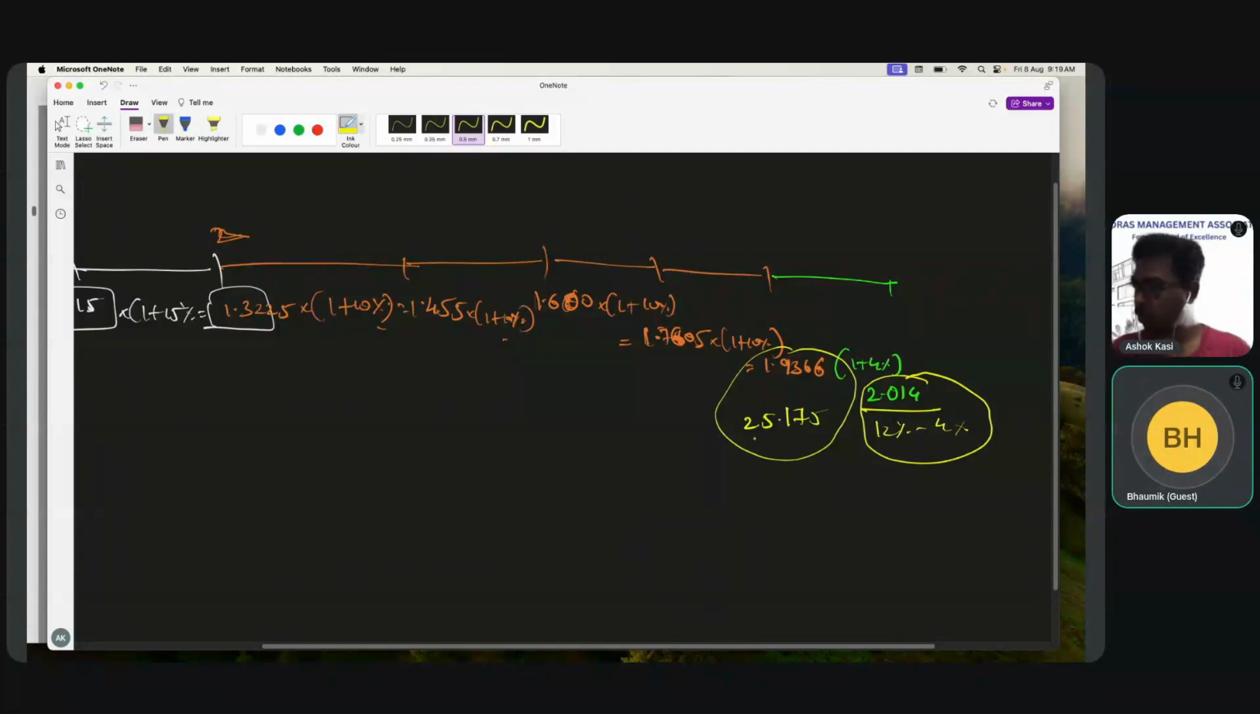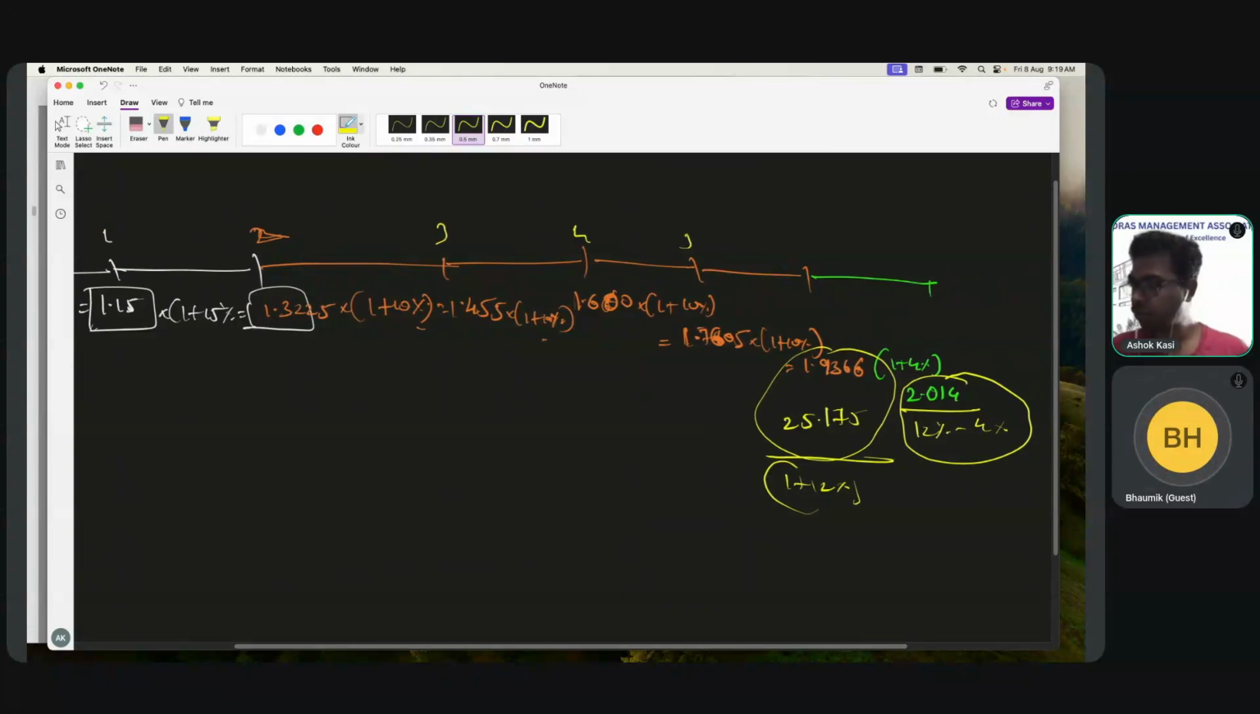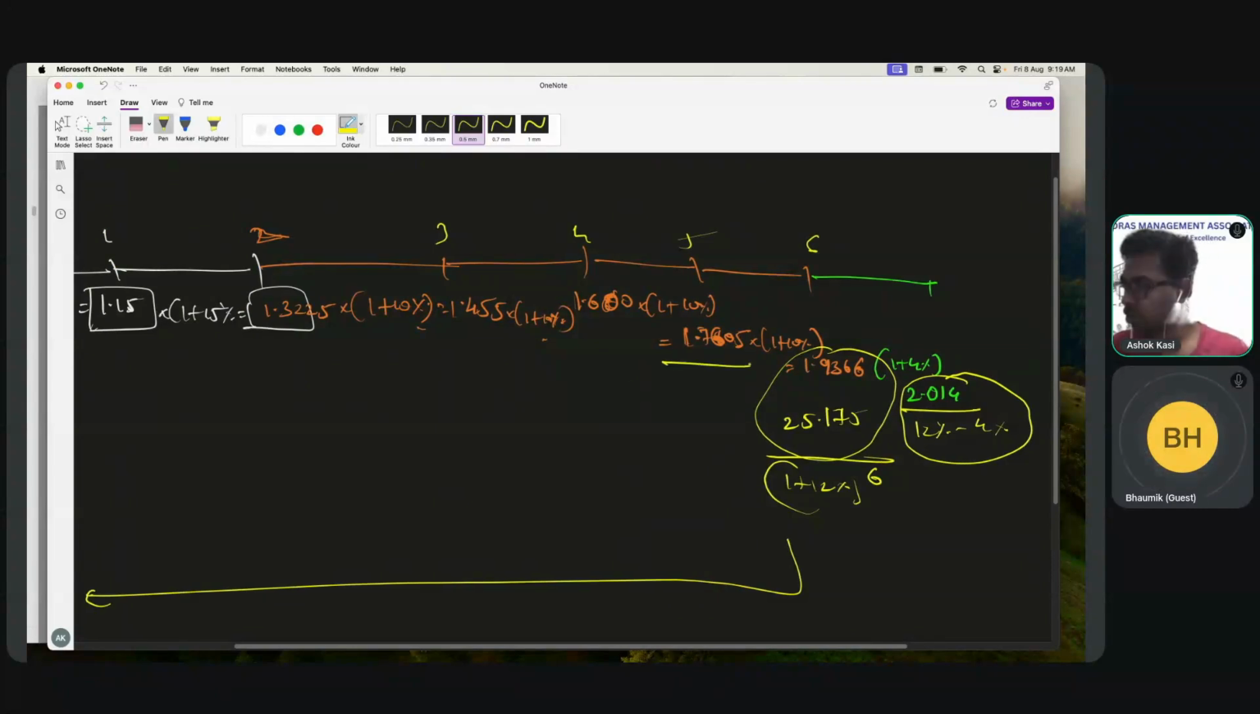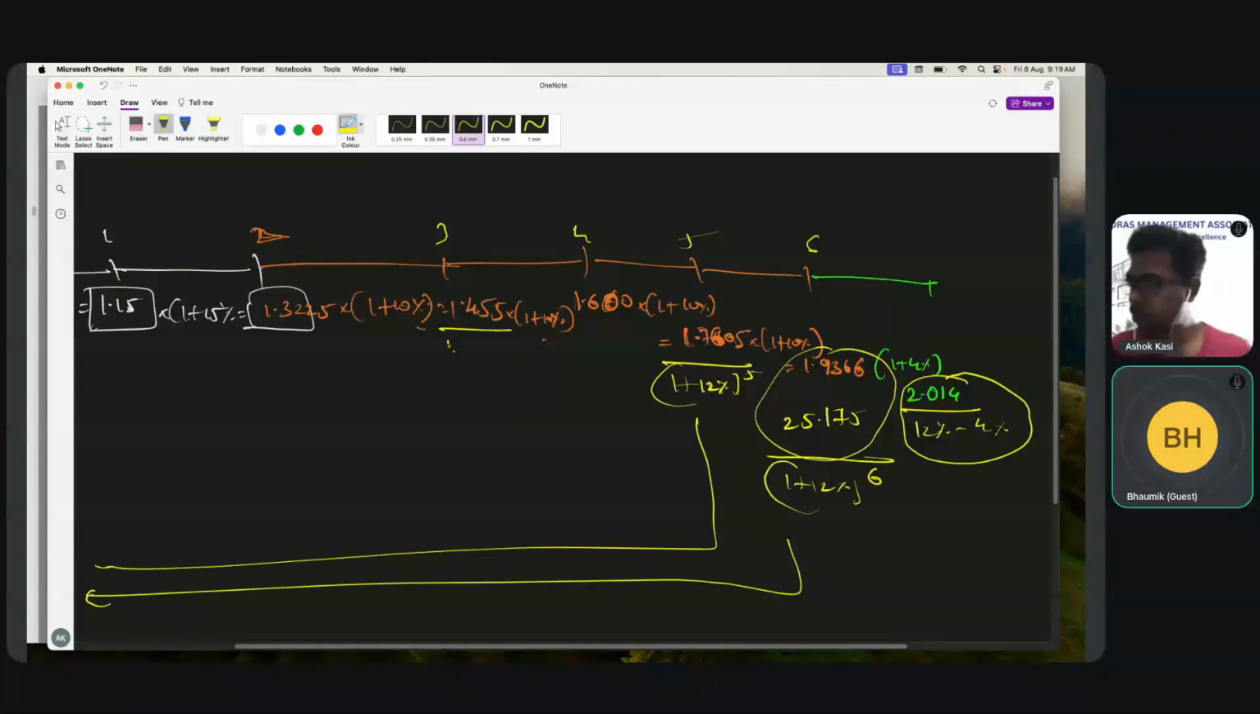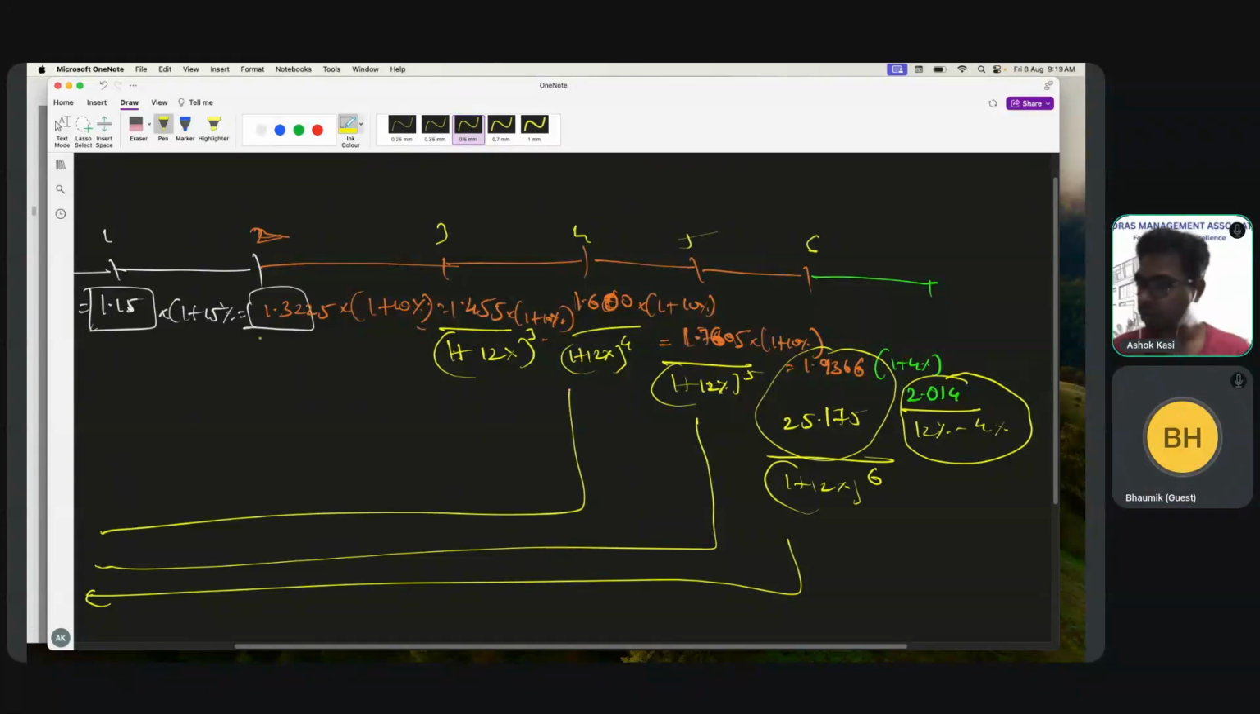Okay, so the required rate is 12%. So this one is 1 plus 12% raised to 6, then 1 plus 12% raised to 5, then raised to 4, then raised to 3, 1 plus 12% raised to 2, and 1 plus 12% raised to 1.